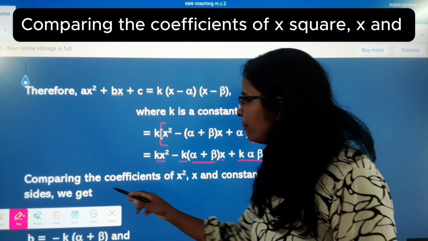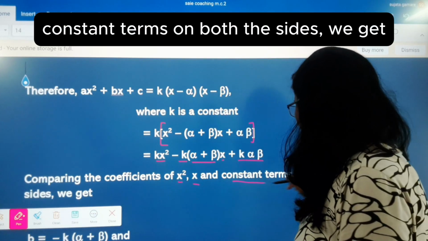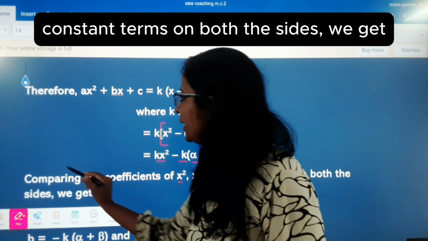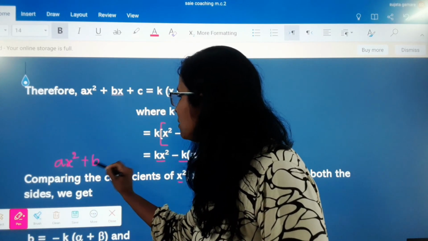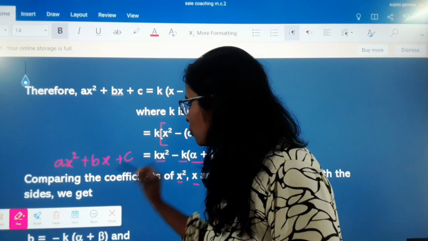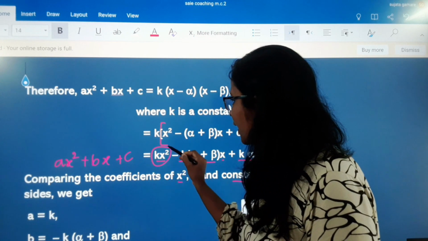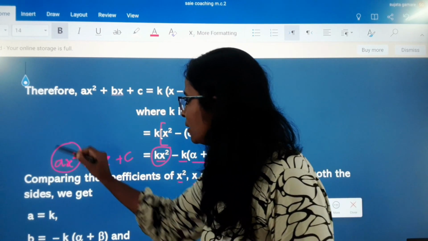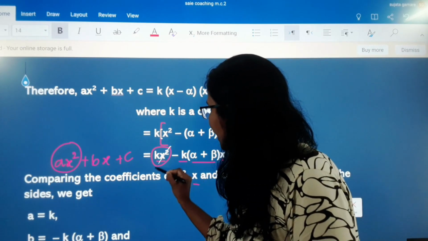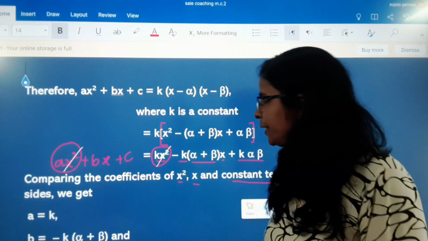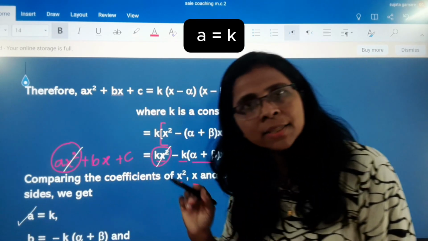Okay, now we are comparing the coefficients of x square, x and constant terms on both the sides. Here our polynomial is ax square plus bx plus c. So now compare both the sides. Here kx square, here ax square. So that means we can say that x square cancels out, then we get a is equal to k. So the value of a is k.